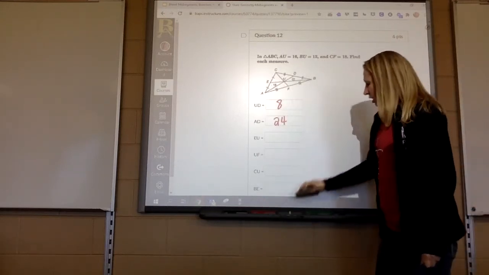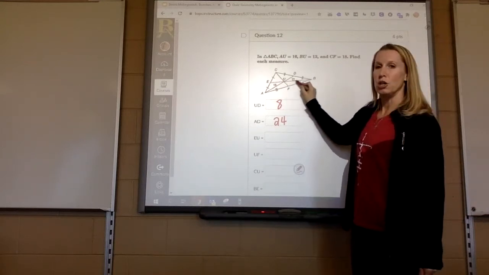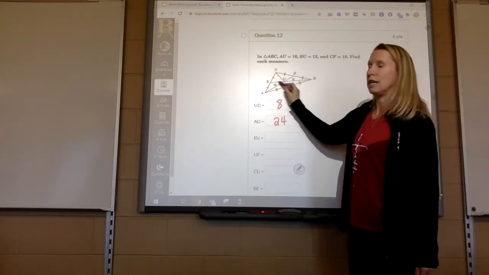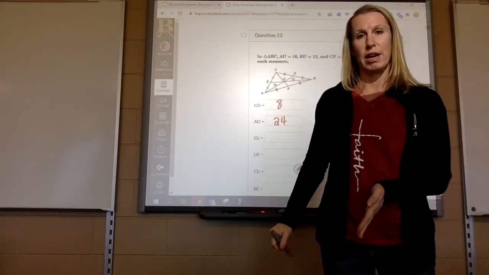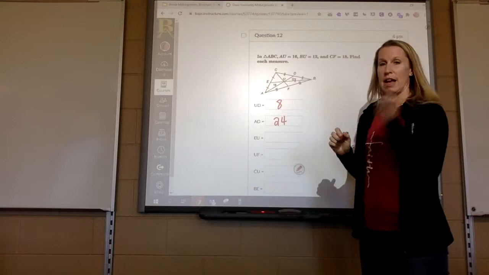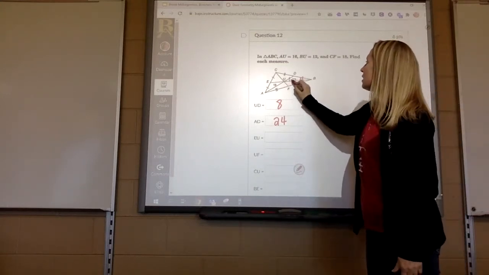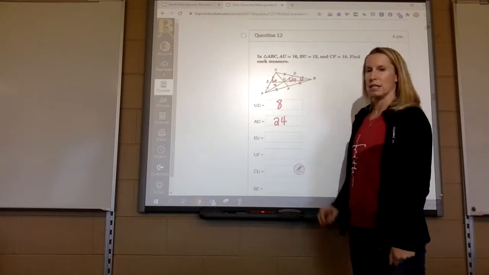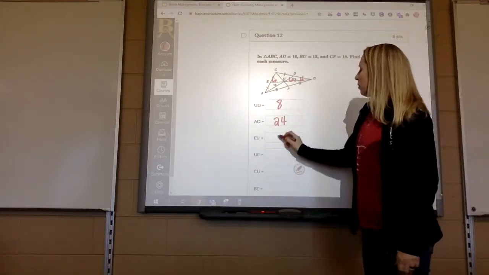All right, let's look at EU. Can you tell that BU is longer than EU? BU is the 2/3, so that's the one I have to break in half. If I break it in half, I have 12 divided by 2, so 6 and 6, and that means this piece is 6. So a third, and a third makes a whole. So EU would be 6.